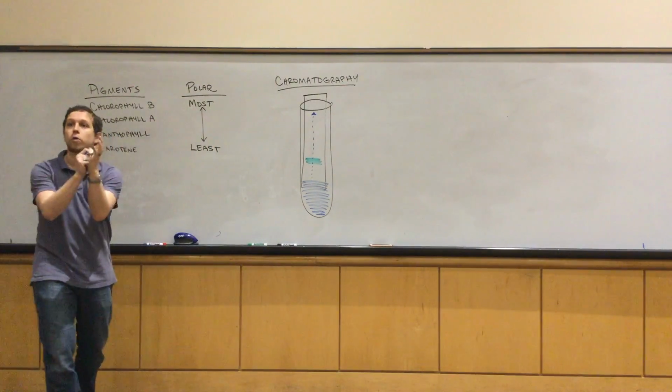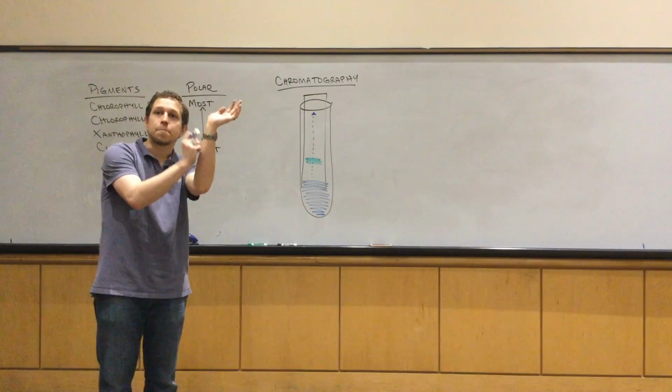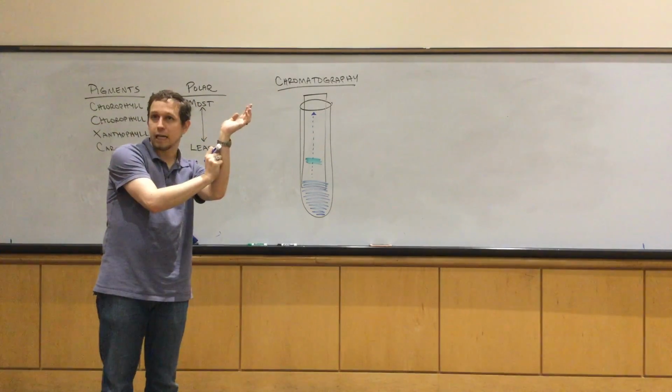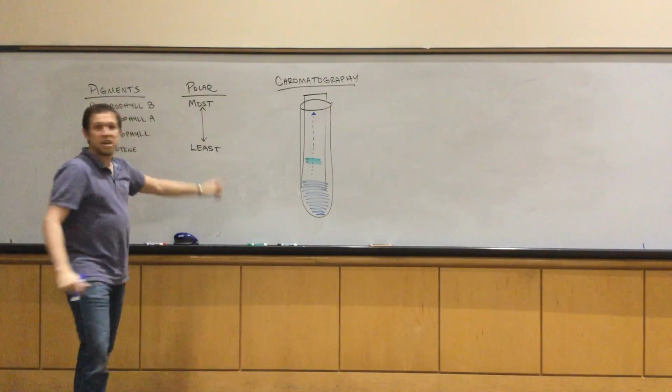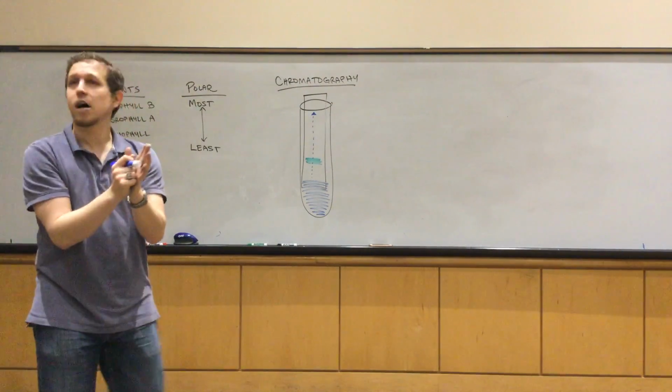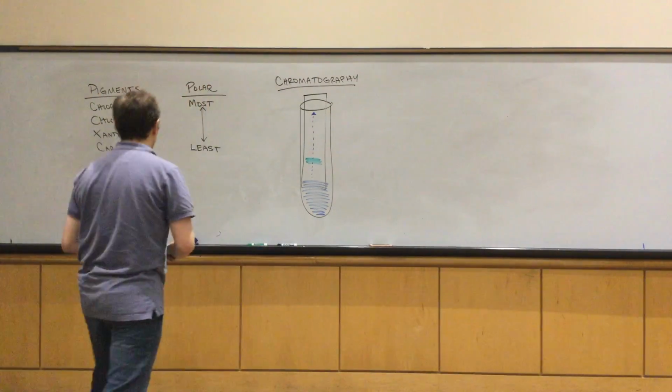Chlorophyll B is so polar that it moves a little up the paper and then it sticks to the paper again. And then it moves a little more and it sticks to the paper. While carotene might stick just a little bit, but not a whole lot. So it's going to move up the paper quite a bit.